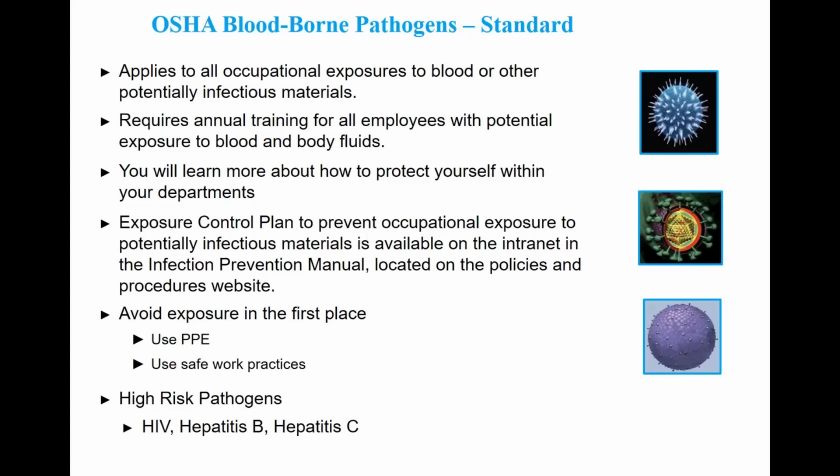The exposure control plan is updated annually, and it is implemented to prevent occupational exposure to potentially infectious materials. It is available on the intranet in the Infection Prevention Manual, which is located on the Policies and Procedures website. To avoid exposure in the first place, use PPE and use safe work practices. The high-risk pathogens that we refer to in the OSHA Blood-borne Pathogen Standard are HIV, hepatitis B, and hepatitis C.